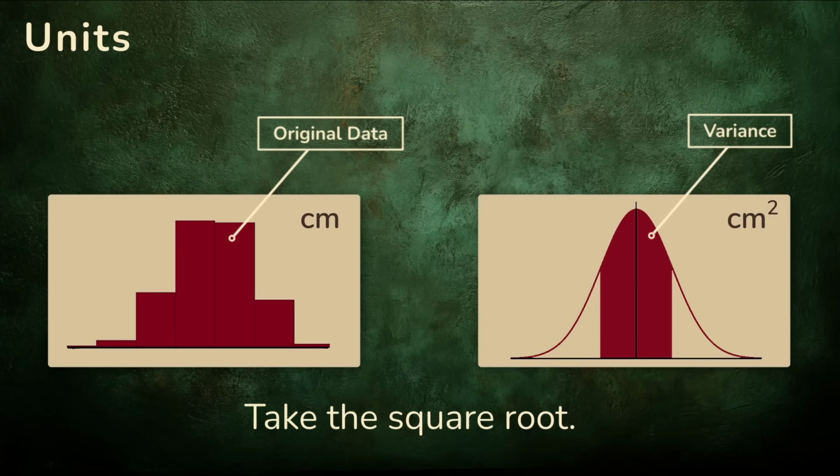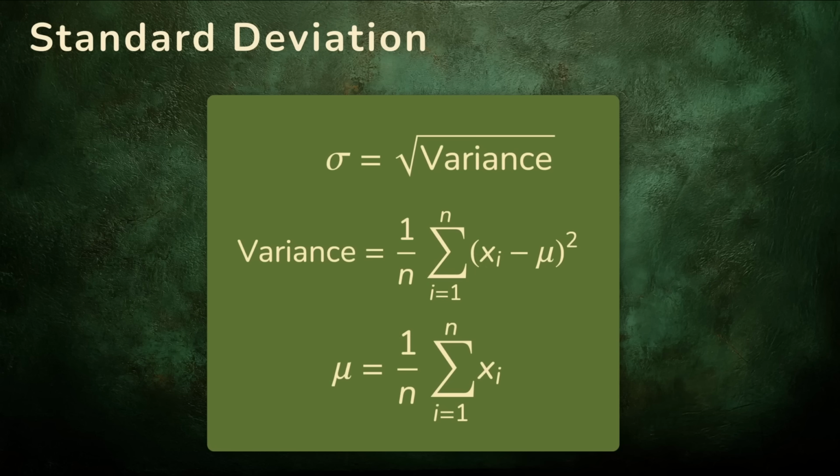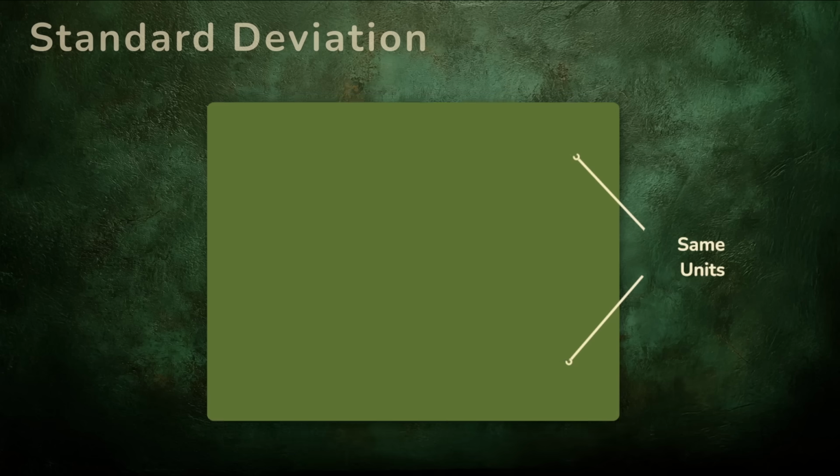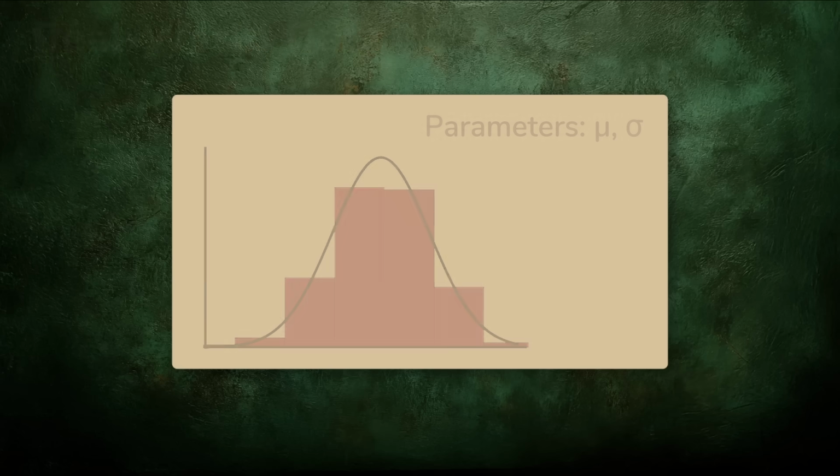This gives us the standard deviation, a number that still reflects the spread, but now it's back in the same units as the original data, just like the mean. That makes it much easier to understand and compare. This is what allows you to describe a real-world data set with just 2 numbers, the mean and the standard deviation. Once you have those, you can sketch the bell curve, apply the empirical rule, calculate probabilities, and much more.